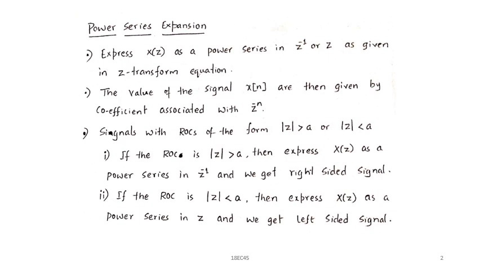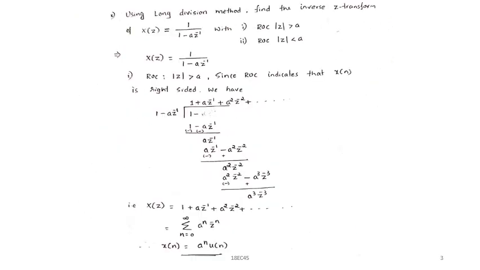We will solve problems on the power series expansion method. The first problem: using the long division method, find the inverse Z transform of X(z) equal to 1 by 1 minus a z inverse, with ROC mod z greater than a, and second with ROC mod z less than a. Here X(z) is equal to 1 by 1 minus a z inverse. You know the answer for both the ROCs, mod z greater than a and mod z less than a.